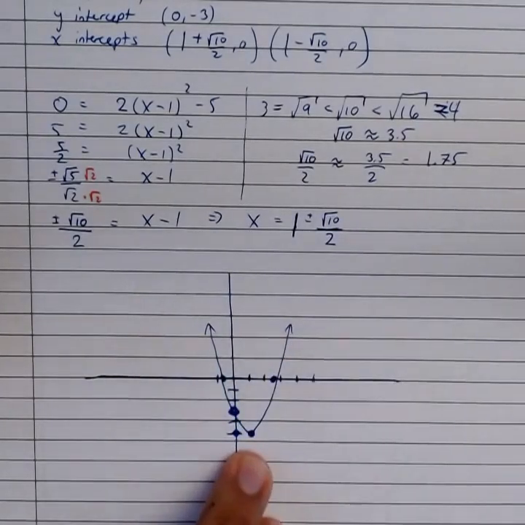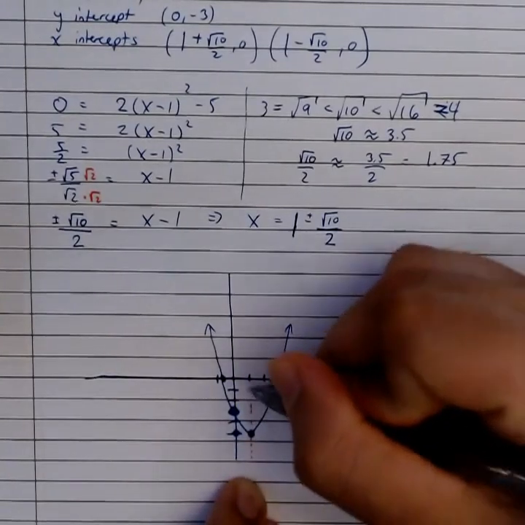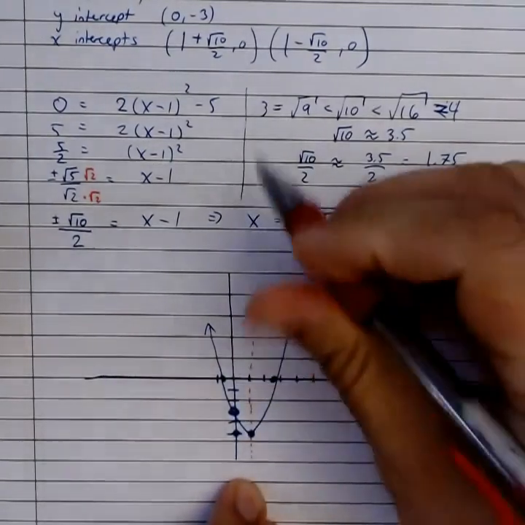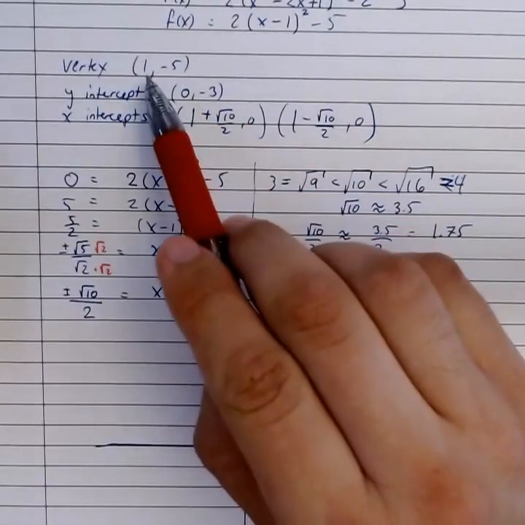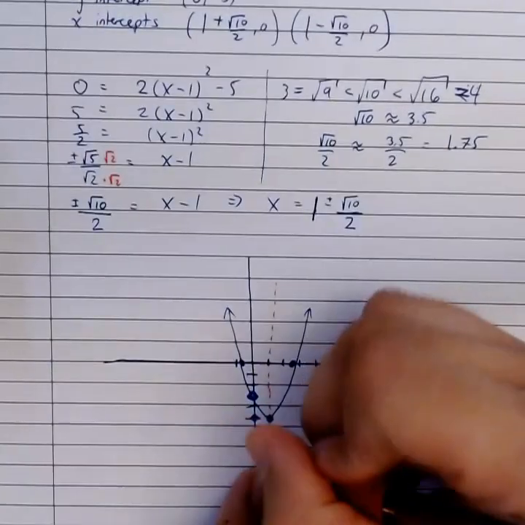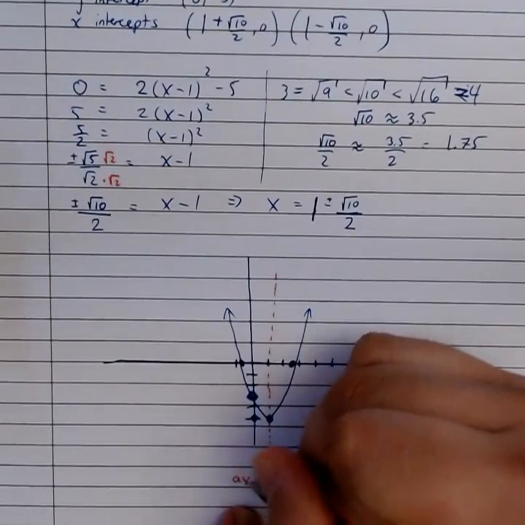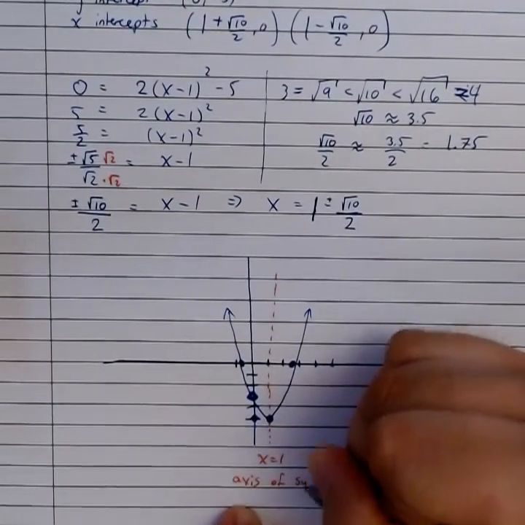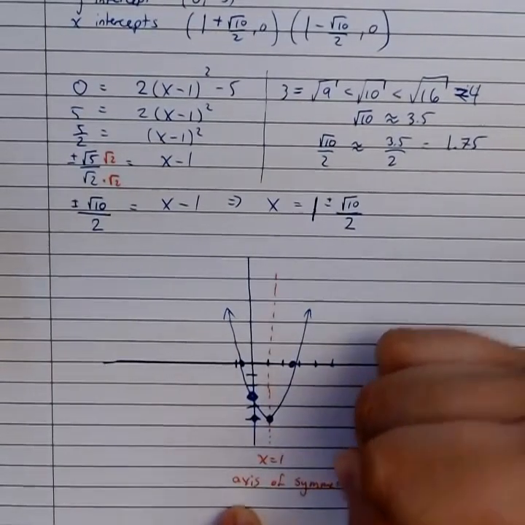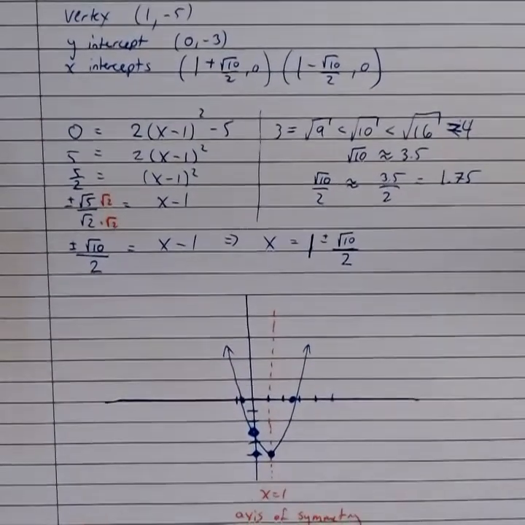And there's our graph. Note you do have an axis of symmetry here. It is the vertical line x is equal to... Note that your vertex is 1, -5. So at the vertex, x is equal to 1. And there we go. This is our graph.